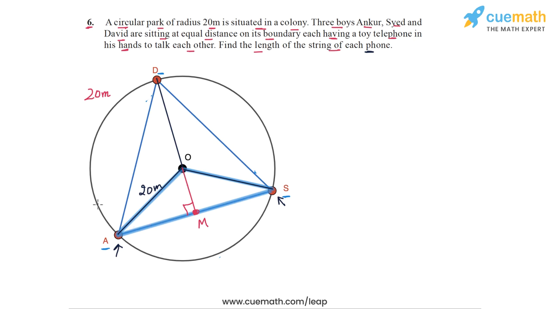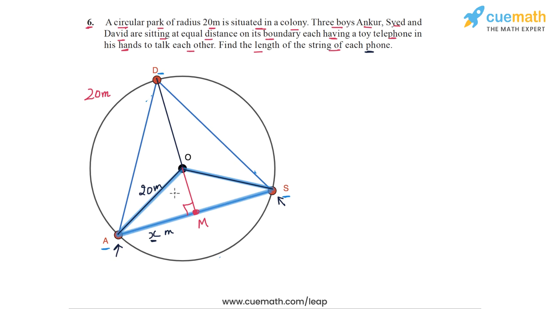So we'll come to the area part. Let's assume that the length of AM is X meters. Our objective is basically to find X, because once we have the length of AM, we can just double it and we can get the length of AS, because AS is double of AM. So we are going to find the value of X using some area calculations.